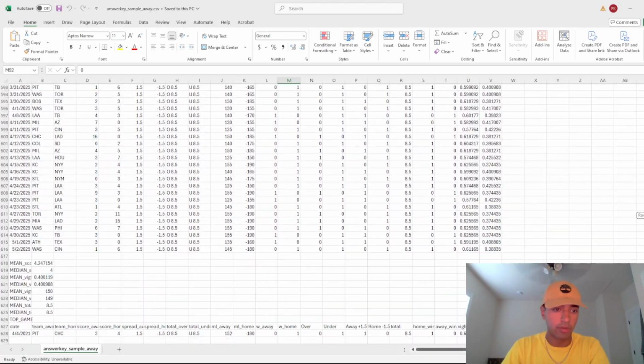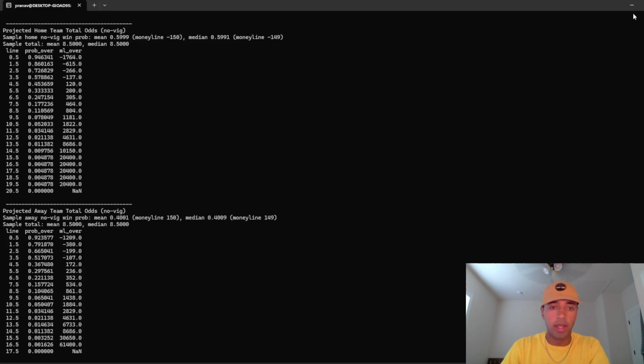And at the bottom, we'll have our stats on the sample. And here are the according probabilities to price the team totals for this game. So that's the answer key.